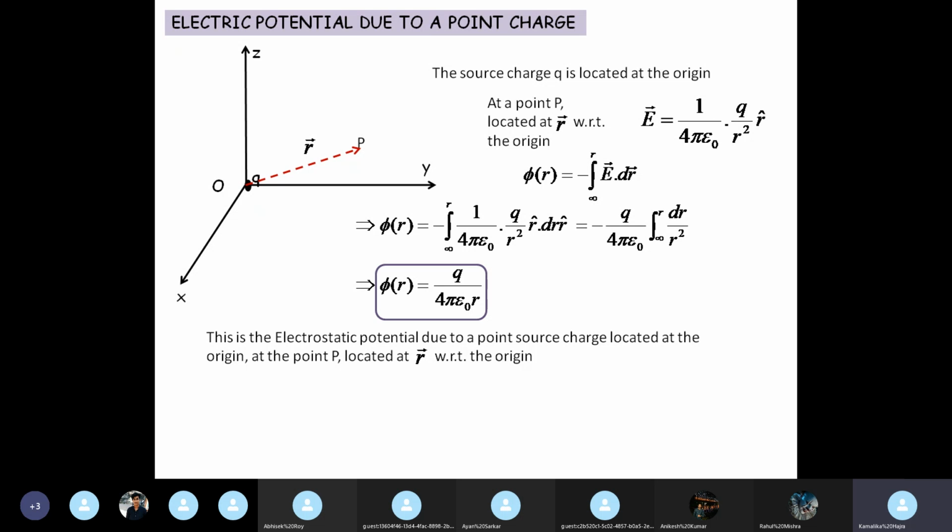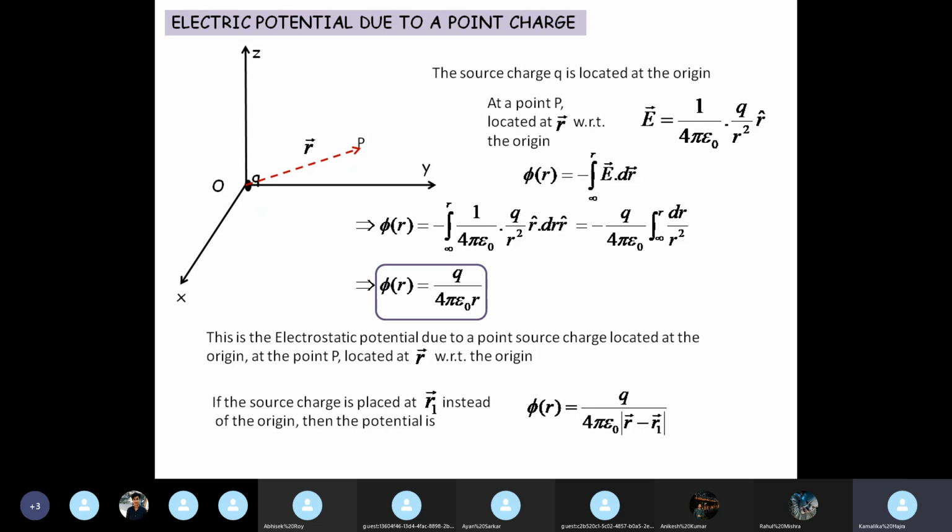So if you are asked to find the electrostatic potential due to a point charge Q at a distance r from it, this is how you will calculate it. Just a very simple integration when you know the expression for the electric field due to a point charge.